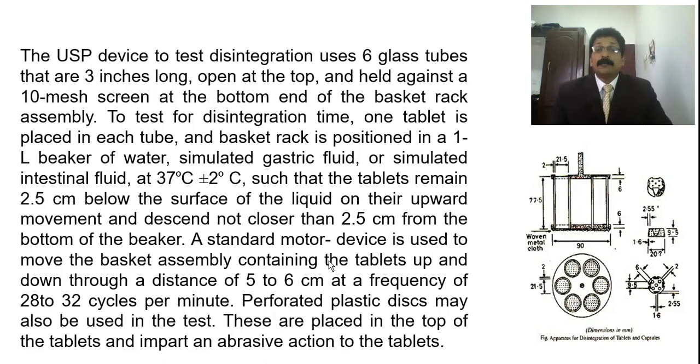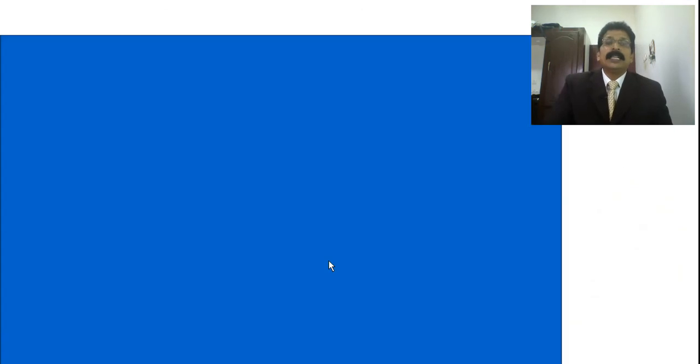Perforated glass plate discs may also be used in the test. The perforated disc can also be put over the tablet. In the second video, you will see a red colored perforated plastic disc that we put over the tablet to give abrasion to the tablet, so that it gives the same atmosphere as when a tablet is taken in the bowel or in the GIT, so that it can be easily identified how much time it takes for disintegration. These are placed on the top of the tablet and impart an abrasion action to the tablet, which is the perforated disc. And this is the video which you can observe.